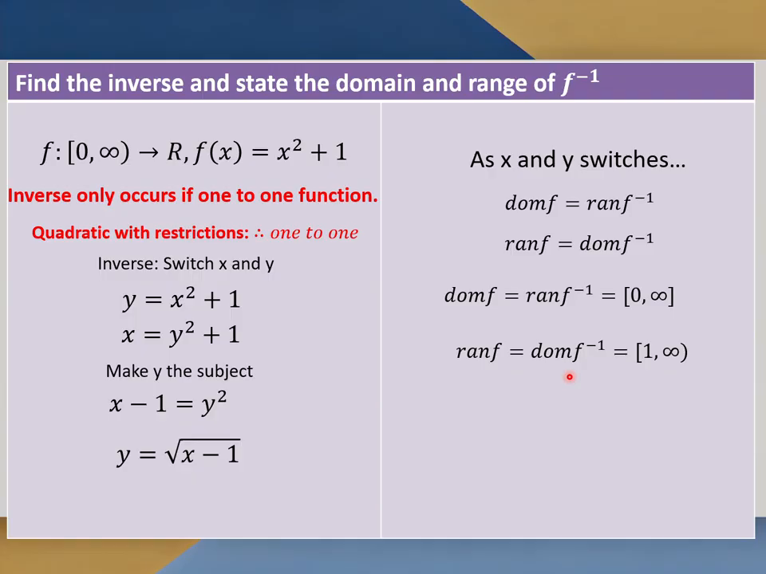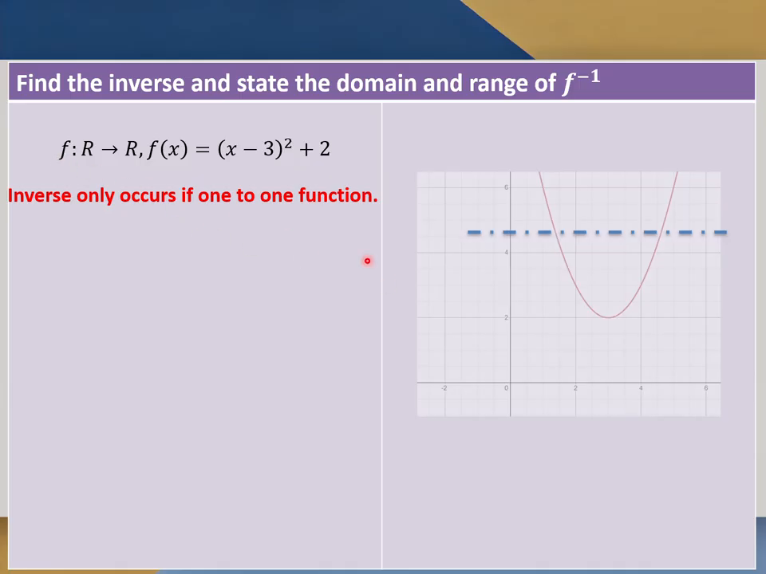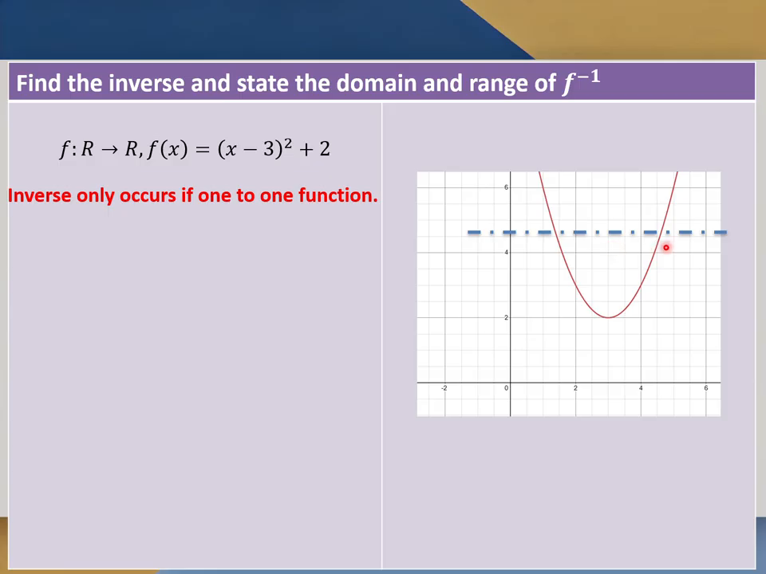On the next question, we've got a function with a domain of all real numbers, where f of x is equal to (x minus 3) squared plus 2. Again, we're looking at an inverse, and it only occurs if it's a one-to-one function. So this is a quadratic with no restrictions, which means it is not a one-to-one function, because a horizontal line test shows it crosses 2 points. So therefore, it's not one-to-one and there's no inverse.